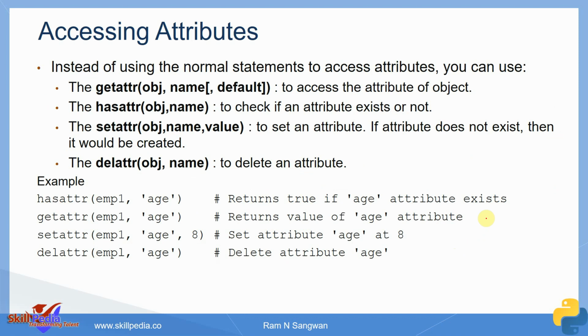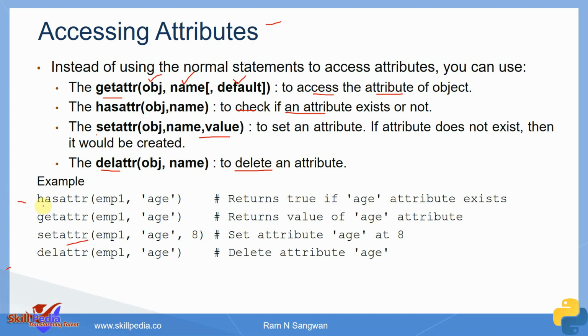Accessing attributes: instead of using normal statements to access attributes, you can use getattr with the object name and the default, if you want to access the attribute of the object. hasattr checks whether it has an attribute or not. setattr sets an attribute, taking the object name and attribute. If the attribute does not exist, then it is created. And delattr deletes an attribute.